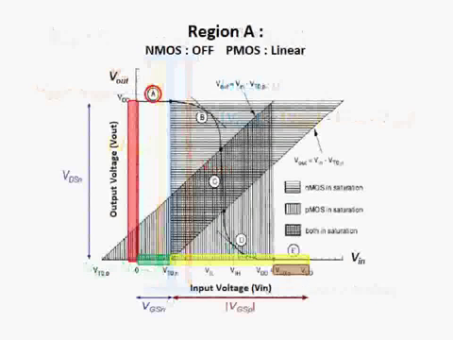In region A of the CMOS inverter, the NMOS transistor is in the cutoff region. The PMOS transistor is in the linear region.